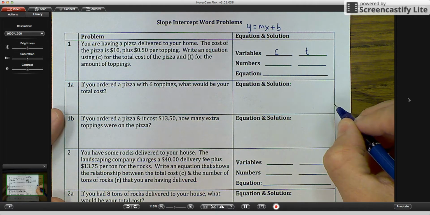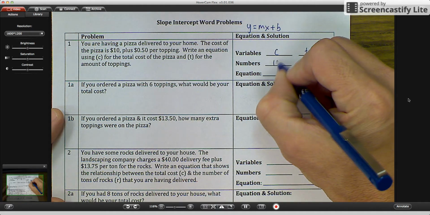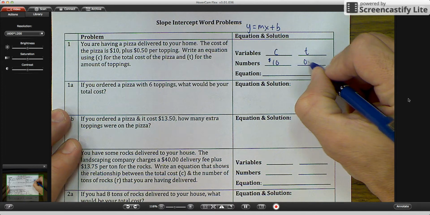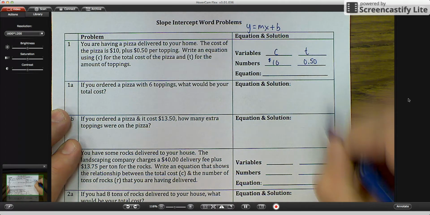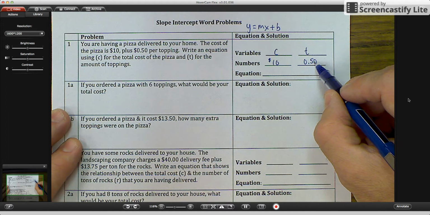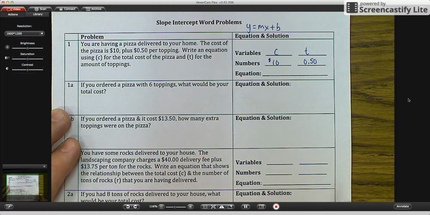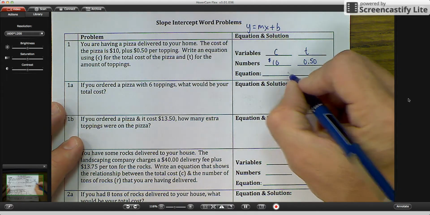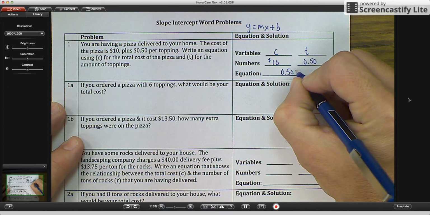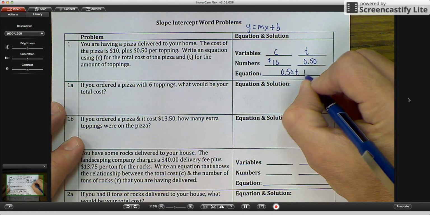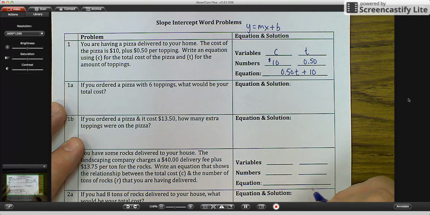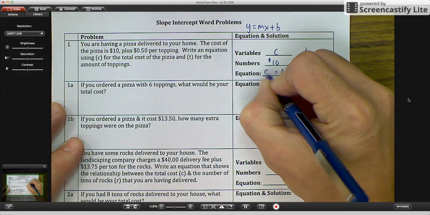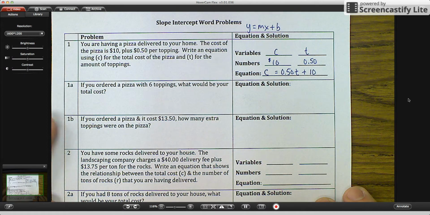Okay? And then you have a couple of numbers. You have your $10 for the cost of the pizza and then 50 cents for your topping. The reason why I put T for toppings and 50 cents right here is because they go together, because it's 50 cents for every topping. So you multiply the 50 cents times the toppings, and then you add the original cost of the pizza to those toppings, and that will equal your total cost. So that's how you get the formula, or the slope-intercept.